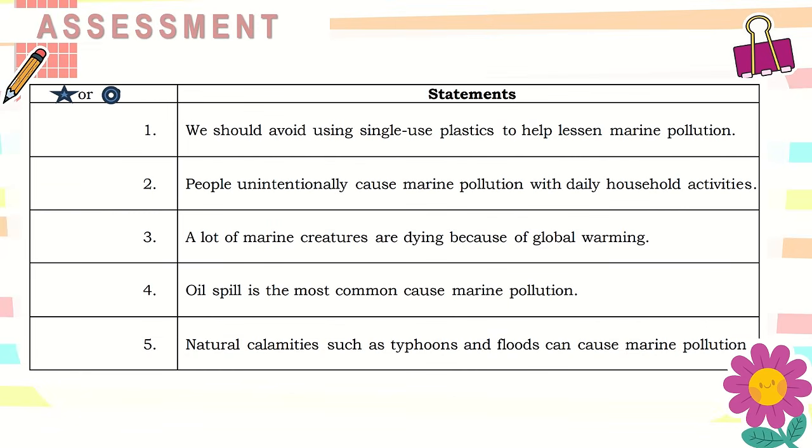Number 1, we should avoid using single-use plastics to help lessen marine pollution. People unintentionally cause marine pollution with daily household activities. A lot of marine creatures are dying because of global warming. Oil spill is the most common cause of marine pollution. Natural calamities such as typhoons and floods can cause marine pollution.